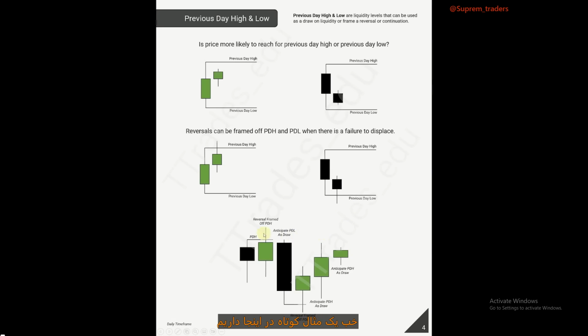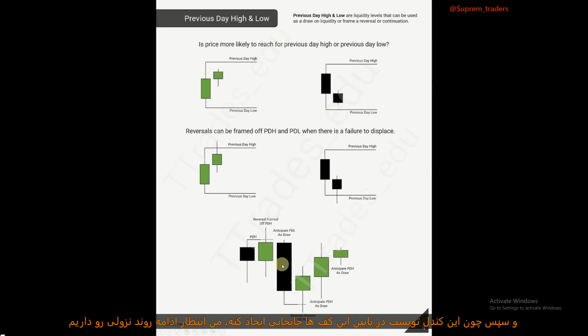So a quick little example here, we have previous day high, we fail to displace over it, a reversal is framed there, and then the next day, we can anticipate previous day low being the draw on liquidity. And then since this candle displaced below these lows, I'm anticipating a continuation of the trend, so for the next day to be reaching for this previous day low. Now here a reversal is framed. We can't displace below this low.